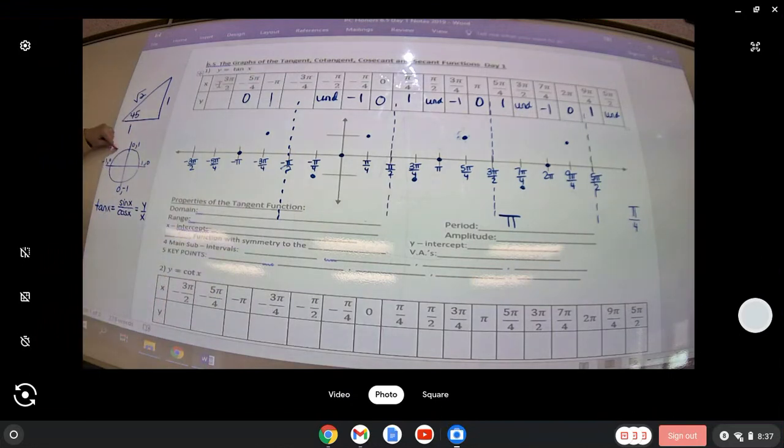Negative 5 pi over 4 lands right here because this would be negative 4 pi's over 4. Your negative fifth one is in quadrant 2. The tangent of a 45-degree angle is 1. The tangent ratio is negative for angles in quadrant 2.